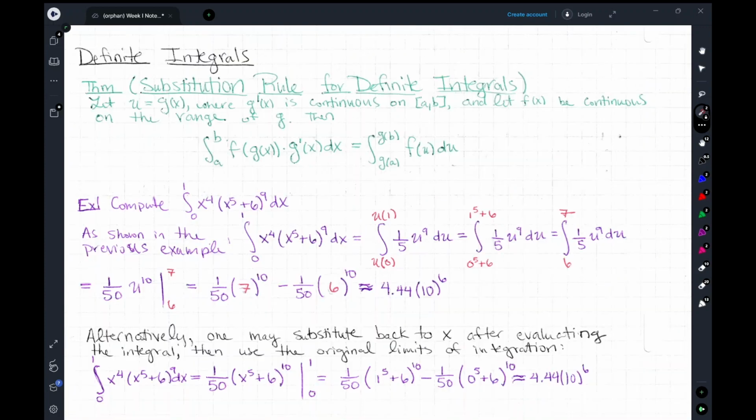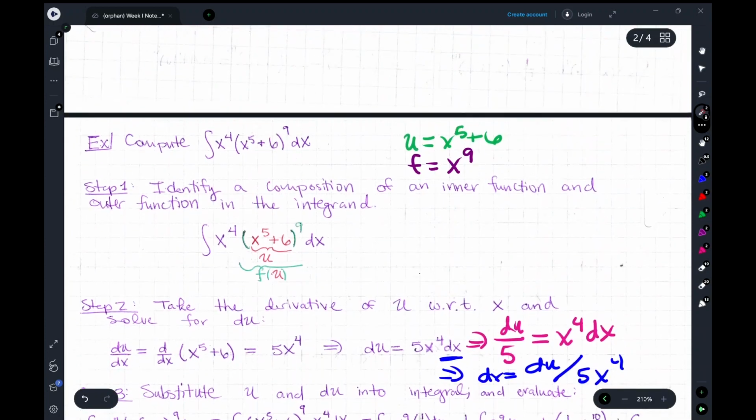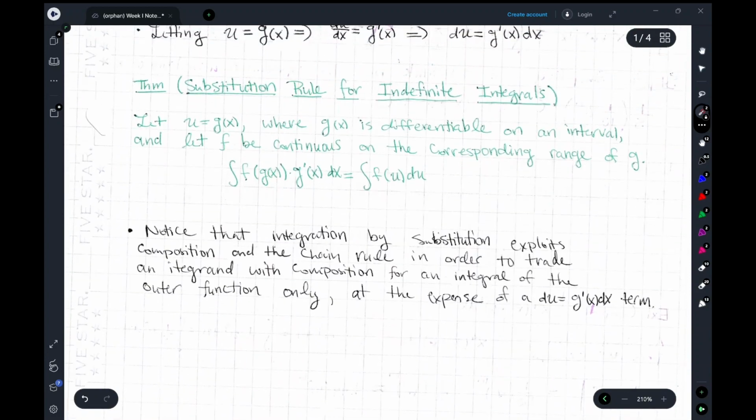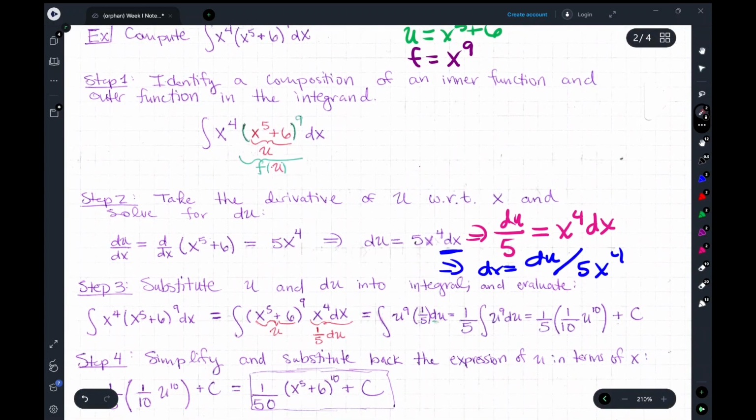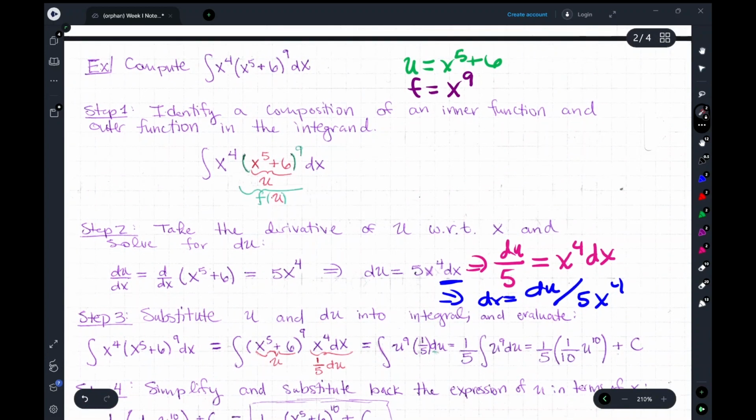So in summary, how does integration by substitution work? Well, we have all of these steps. So we identify a composition of an inner function and an outer function in the integrand. Okay? So that's the first step. And this should be pretty straightforward once you do a few problems and get used to it.